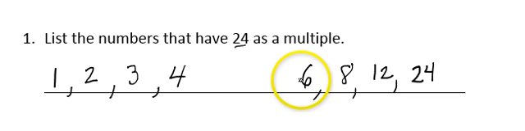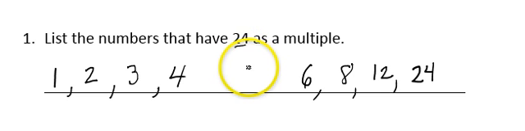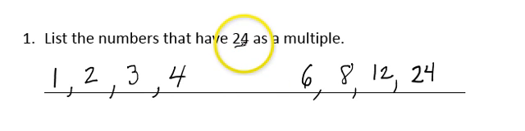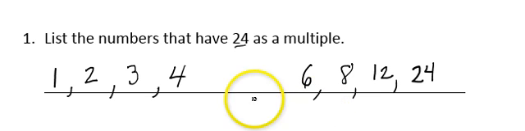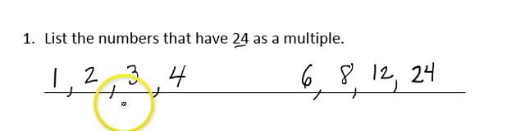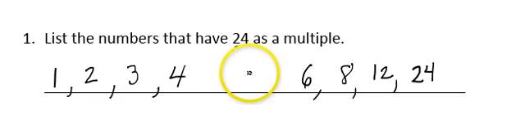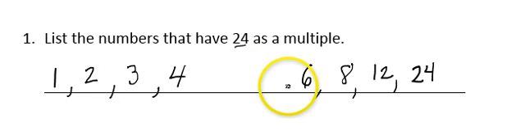Now since I've worked my way to the middle here, the only number I have left to test is 5. I cannot take 5 times anything to get 24 as a product, so this is my complete list of numbers that have 24 as a multiple. And again, by working in pairs, I can narrow down my numbers and eliminate the numbers in between.